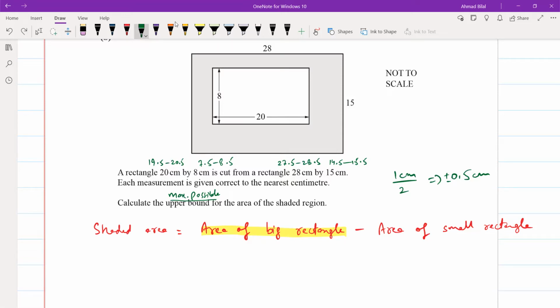सो बड़े वाले रेक्टेंगल का आपने मैक्सिमम पॉसिबल एरिया देखना है, बड़ा वाला जो है दैट्स हियर 28 सेंटीमीटर पे 15 सेंटीमीटर लिखा हुआ है ना, इसका मैक्सिमम पॉसिबल एरिया क्या हो सकता है? If you choose 28.5 from here and you choose 15.5 from here, that will give you the maximum possible area of the big rectangle. So that's 28.5 multiplied by 15.5. ठीक है? अच्छा, यहाँ तक तो it was fairly intuitive.